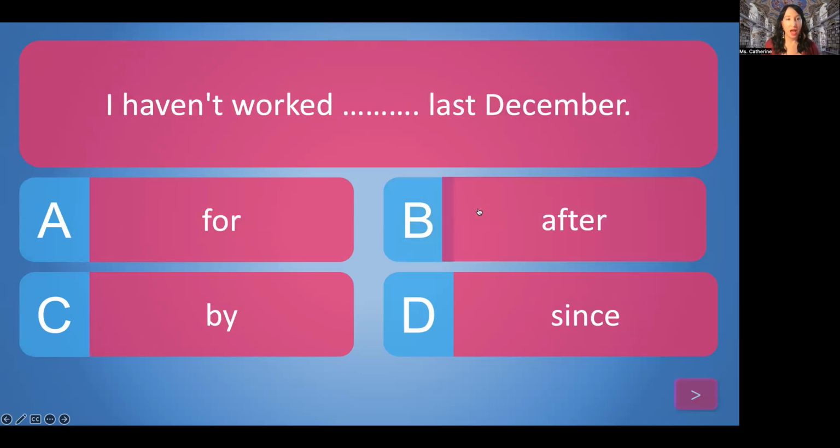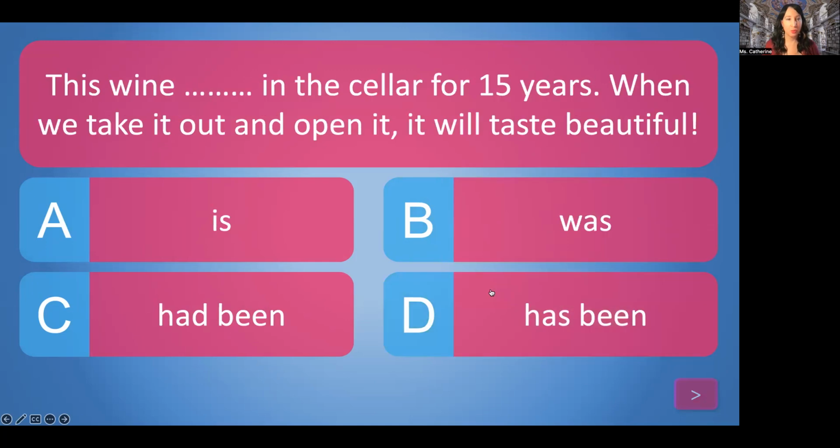How about this one? I haven't worked blank last December. A, for, B, after, C, by, or D, since. I haven't worked blank last December. Which one? That's right. Since. I have not worked since last December. Great job, everyone. And if not, just go back to the review and look at some of my previous class lessons.